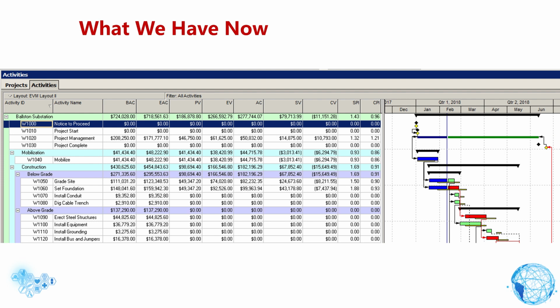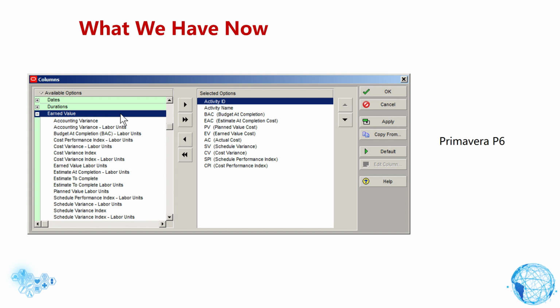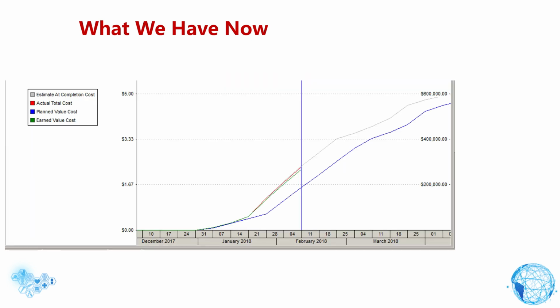In P6 we need the below columns: Activity ID, Activity Name, BAC, EAC, PV, AC, SV, CV, SPI, CPI. Below is the original name of each column. For example, BAC in P6 is Budget at Completion. EAC, Estimate at Completion Cost. PV, Planned Value Cost. EV, Earned Value Cost. AC, Actual Cost. SV, Schedule Variance. CV, Cost Variance. SPI, Schedule Performance Index. CPI, Cost Performance Index.